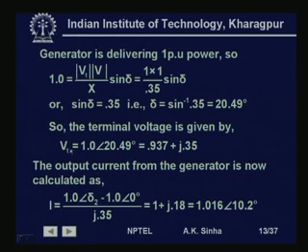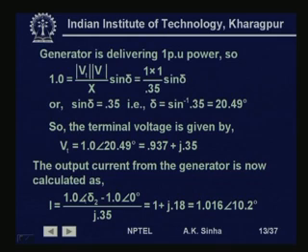Now, the terminal voltage is given by Vt = 1 angle 20.49 degrees, which is 0.937 + j0.35 in rectangular coordinates. Now, what we need to find out is the current flowing from the generator terminals to the infinite bus, that is, at the generator terminal. The output current from the generator is equal to 1 angle delta 2, minus 1 angle 0, which is the voltage at the infinite bus, divided by the reactance between the two. So, this is equal to 1 plus j0.18. This comes out to be 1.016 with an angle of 10.2 degrees.